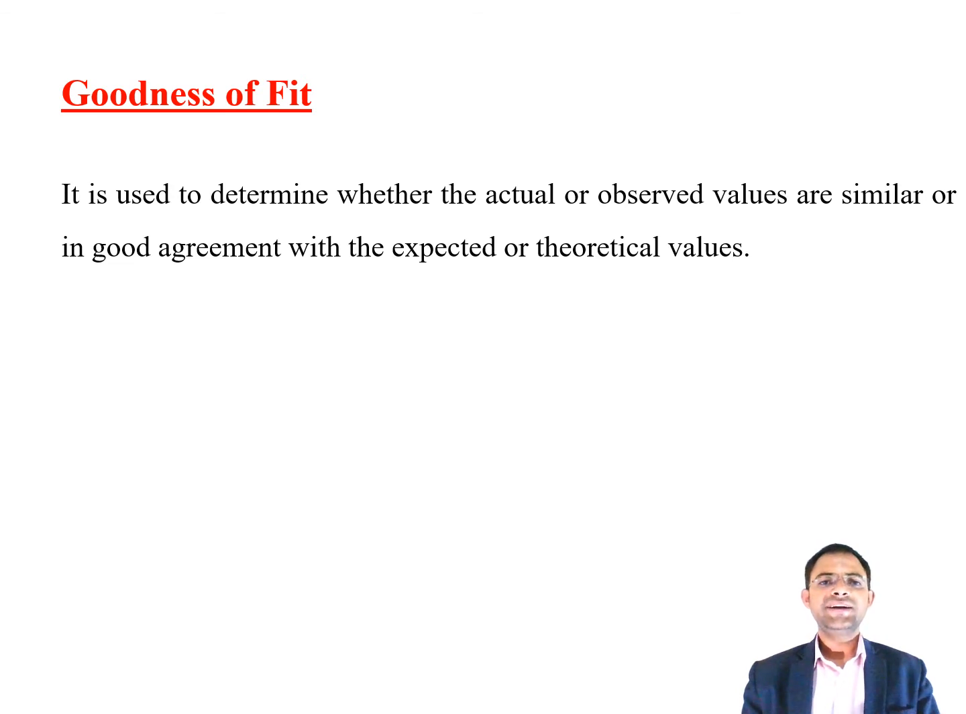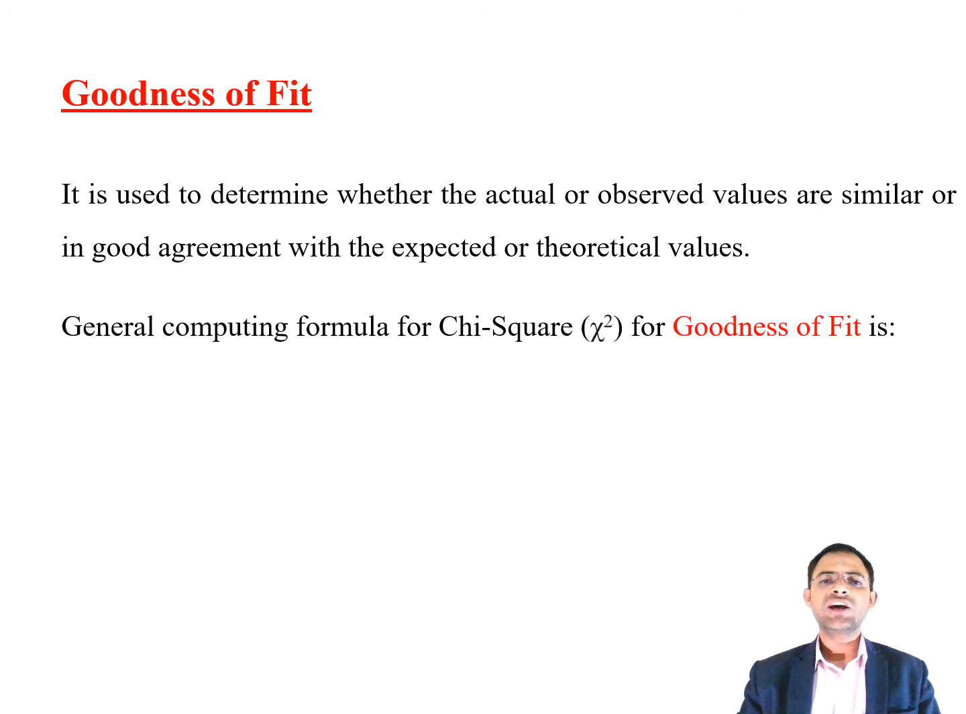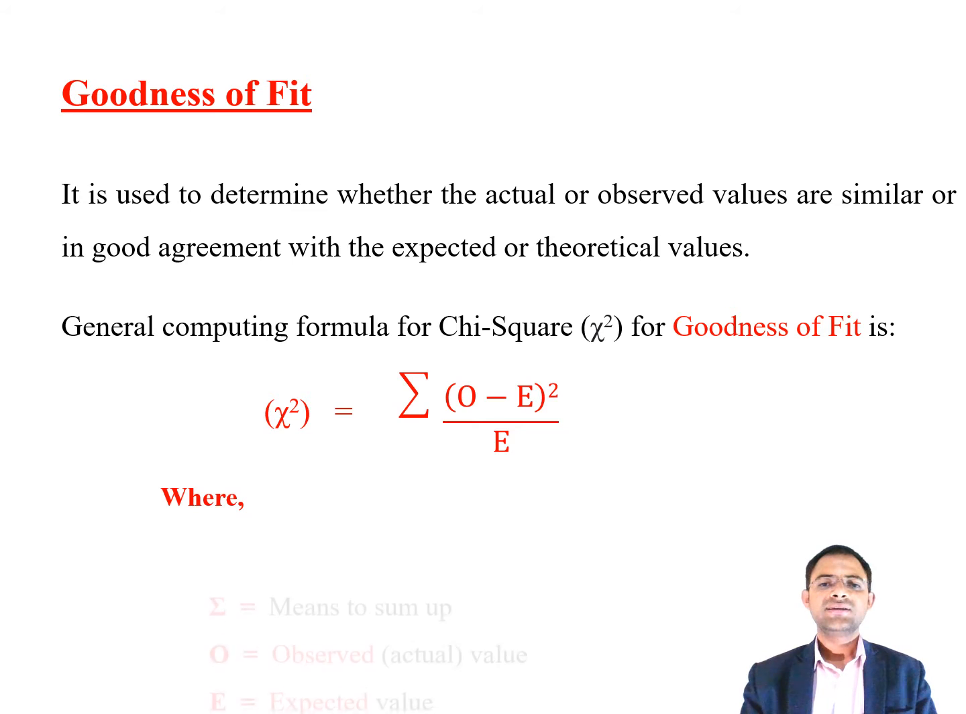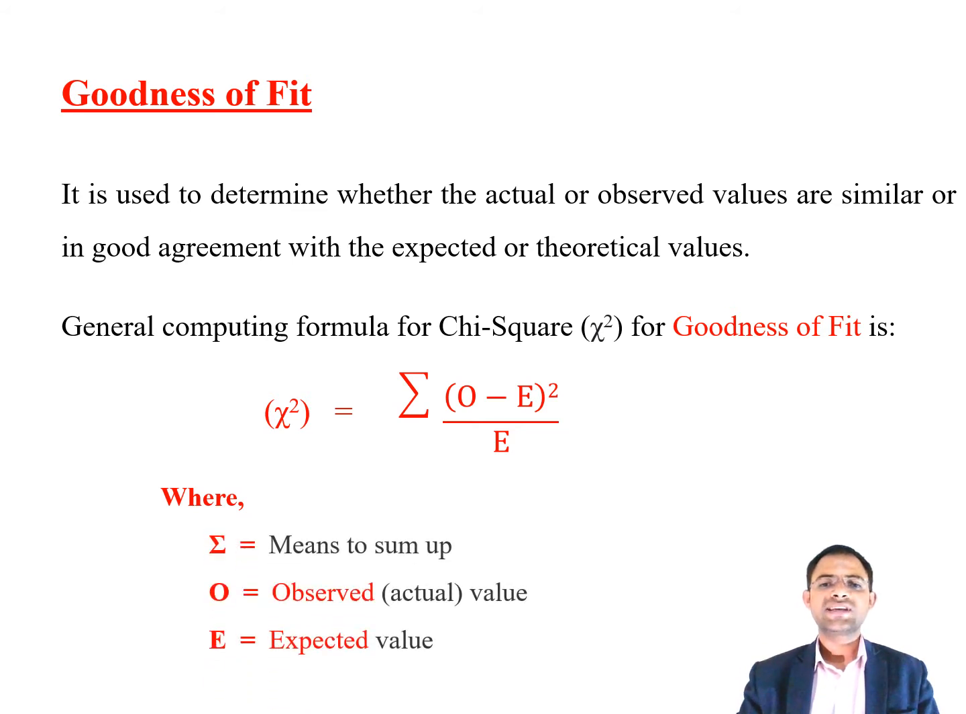The goodness of fit is used to determine whether the actual or observed values are similar or in good agreement with the expected or theoretical values. Thus, this test is called goodness of fit. The general computing formula for the chi-square for goodness of fit is chi-square equals sigma of (O minus E) whole square divided by E, where sigma equals the sum, O equals the observed or actual value and E equals the expected values.